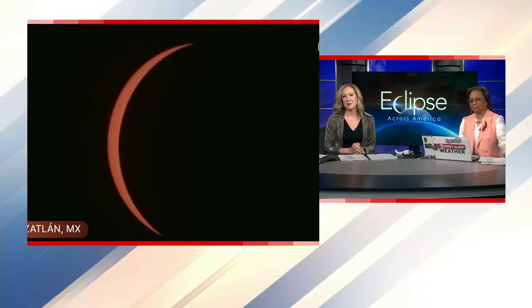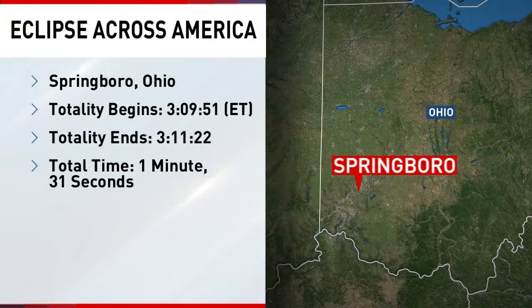All right, the anticipation is growing along the path as the clock ticks down to totality. It arrives in Springboro, Ohio, in southwestern Ohio, in a little over an hour, and lasts about 90 seconds. Meteorologist Natalie Walters from our station in Dayton is there right now. Natalie, how are people there getting ready for totality?